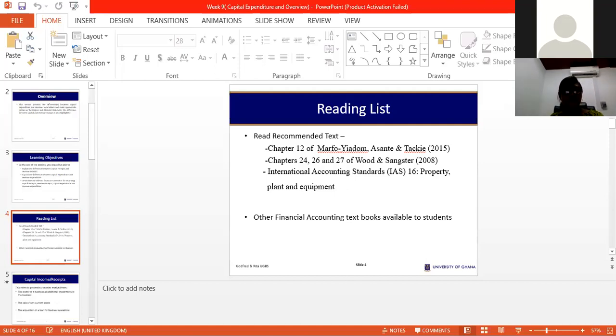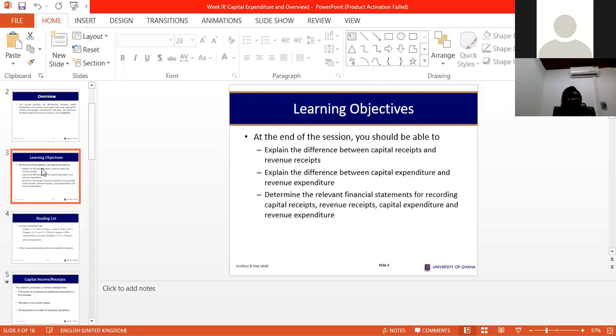So today we are looking at what is revenue and capital expenditure, differentiating between the two, as well as revenue and capital income, and then determining the various financial statements that accommodate these terminologies, and the items that come under them.